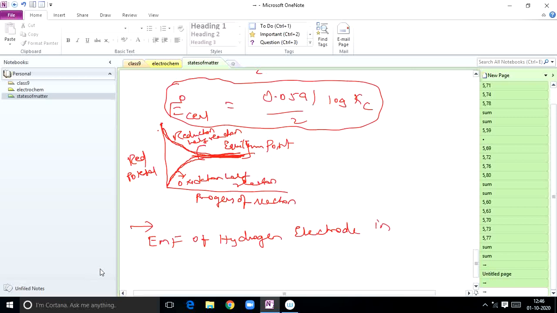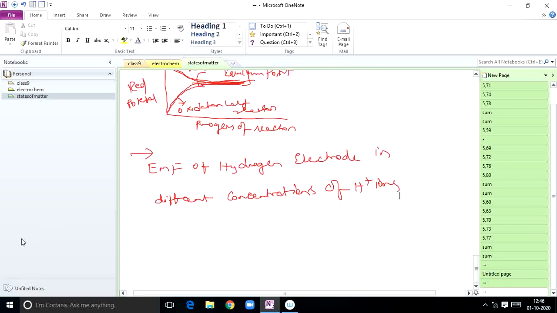EMF of hydrogen electrode in different concentrations of H plus ions. Keep heading this one, very important for objective. So you know hydrogen electrode reduction. If SHE acts as cathode, SHE means standard hydrogen electrode acts as cathode.